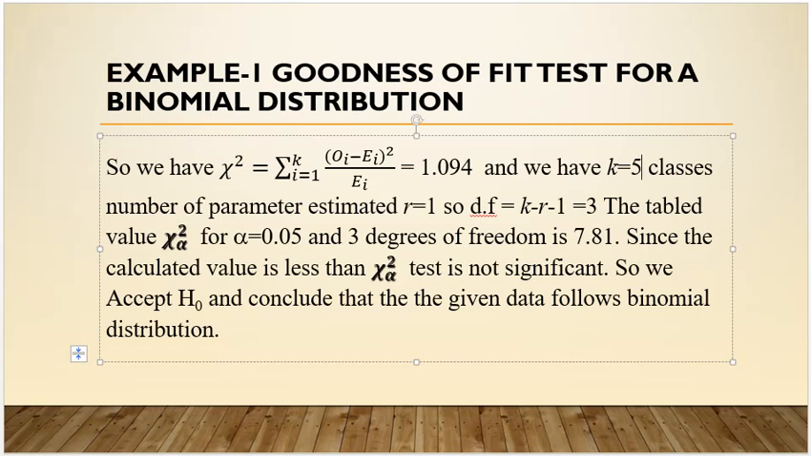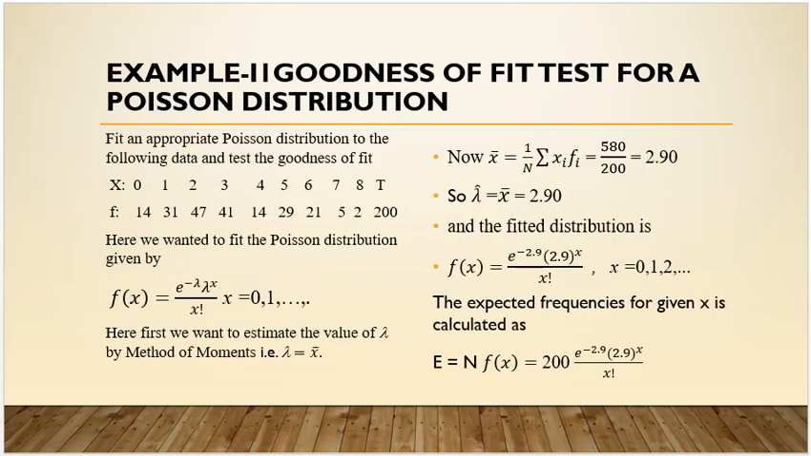Since the calculated value is less than the critical value, we accept H naught, and conclude that the given data follows binomial distribution. Okay. Now next we consider a Poisson distribution. Here we have to estimate one parameter again, called lambda, which is x bar. You calculate sigma x f by n, which is given to you as lambda equal to 2.90. So the theoretical distribution is f(x) equals e power minus 2.9, 2.9 power x divided by x factorial.